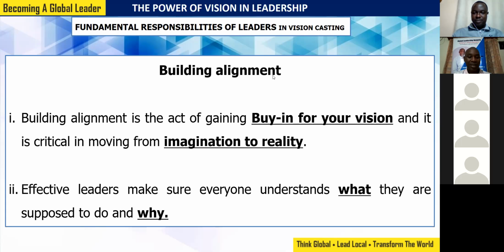Building alignment, second: effective leaders make sure everyone understands what they are supposed to do and how or why. Yeah, so that is very key when we are discussing issues of building alignment.